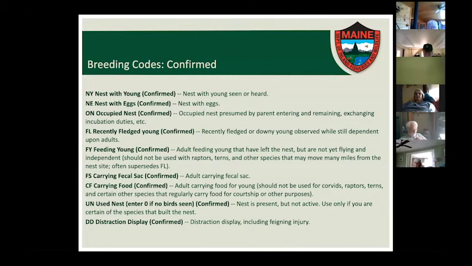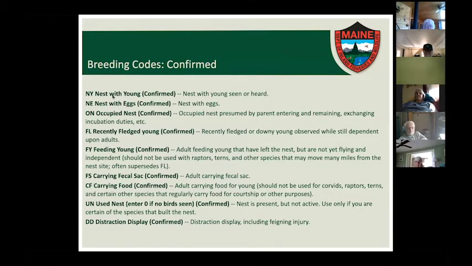Let's do these confirmed codes quickly, and then eBird, we'll take nice and slow and make sure everyone's comfortable with it. So now that we're up to these confirmed codes, they make sense. At the top of the list, if you see a nest with young in it, you can't get any higher than that. That is clearly a confirmed breeding code. Nest with eggs, occupied nest.